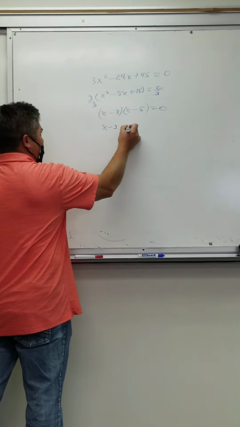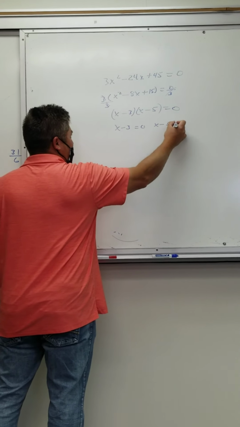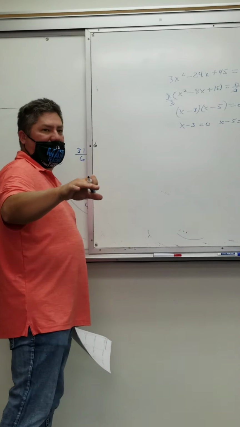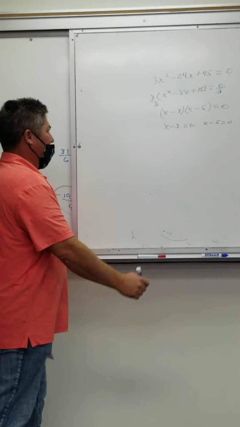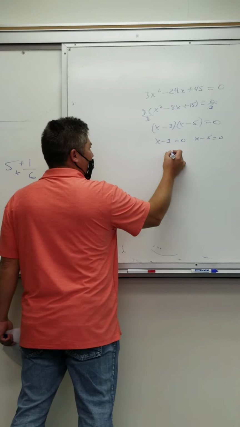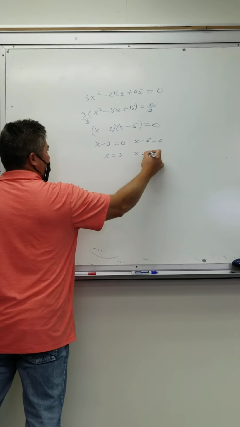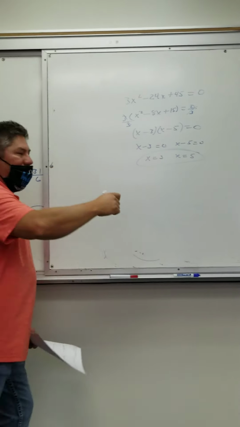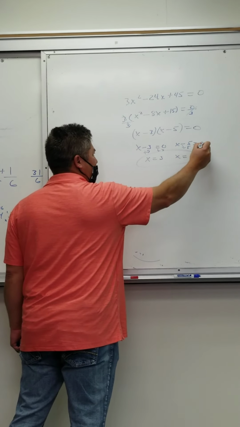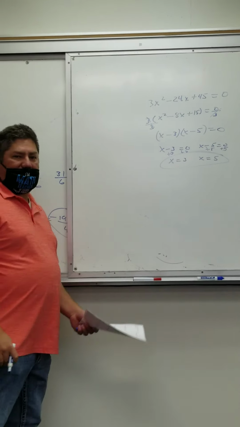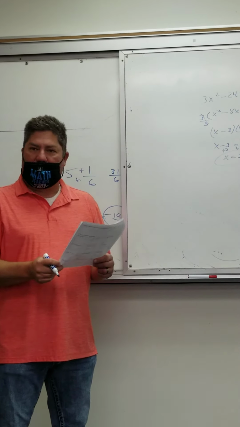X minus 3 equals 0. X minus 5 equals 0. And then I just solve both of them, get the x by itself, pretty easy. Add 3 to both sides, add 5 to both sides. Brody, what's my 2 answers? 5 and 3. So 3 and 5, boom, done. All I did was add 3 to both sides and add 5 to both sides. Okay, and that's it. Okay, last one, 47.